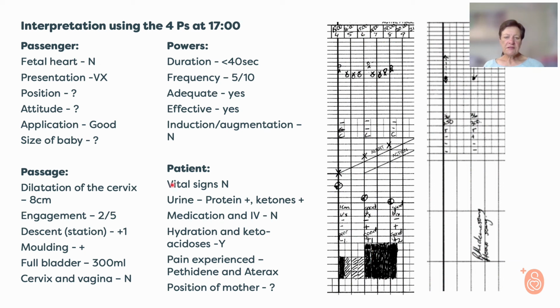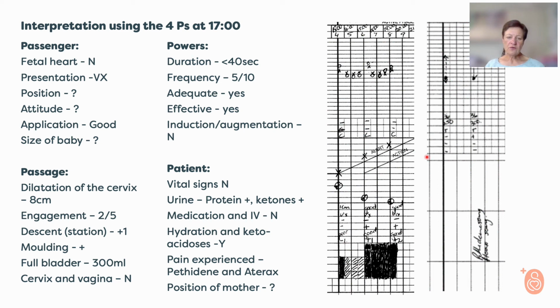The patient: we see some problems here in the sense that the vital signs are normal, but we also see ketones in the urine. So this is something that we need to check specifically, because we have said that ketoacidosis might make the contractions not so effective anymore. It might also cause acidosis. So this is something in our care measures that we need to look at specifically.